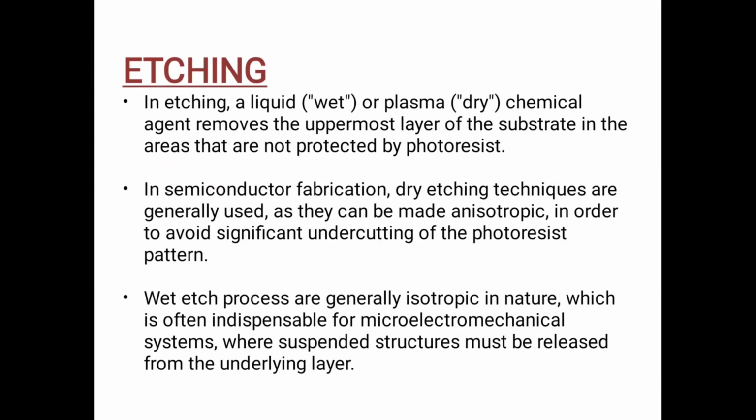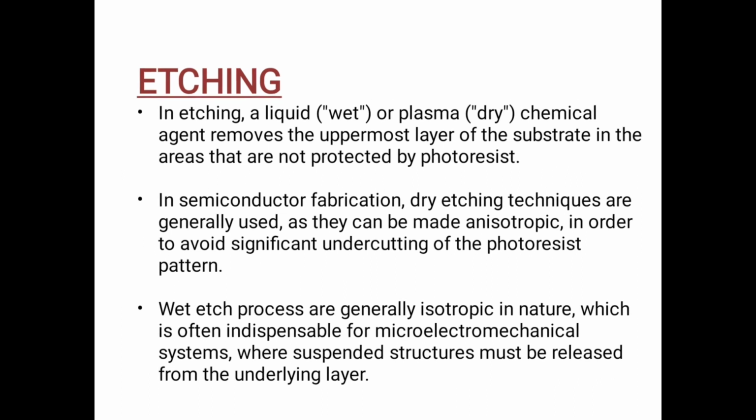Etching. In etching, a liquid (wet) or plasma (dry) chemical agent removes the uppermost layer of the substrate in the areas that are not protected by photoresist. In semiconductor fabrication, dry etching techniques are generally used as they can be made anisotropic in order to avoid significant undercutting of the photoresist pattern. Wet etch processes are generally isotropic in nature, which is often indispensable for microelectromechanical systems where suspended structures must be released from the underlying layer.